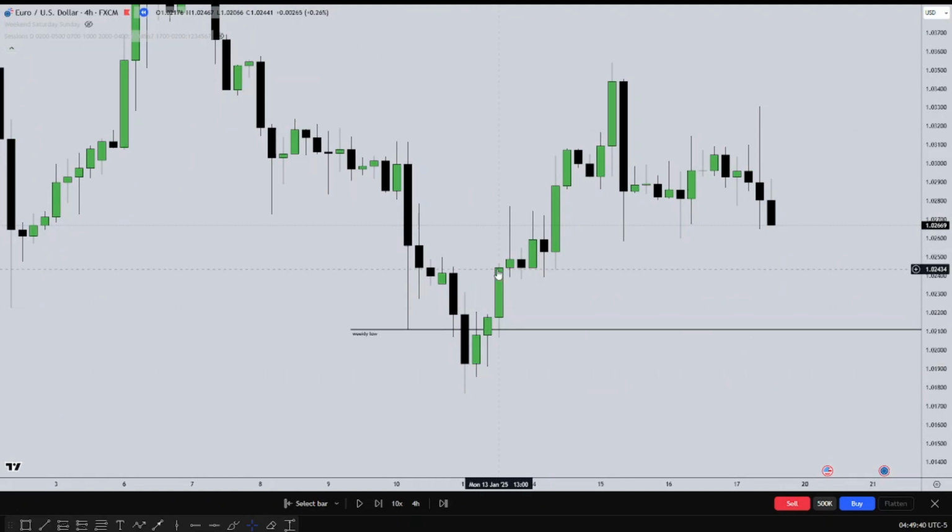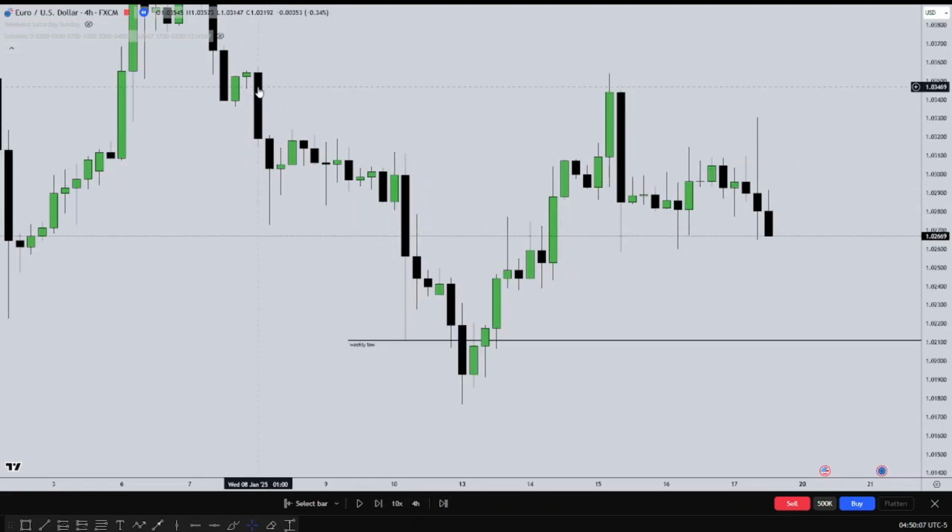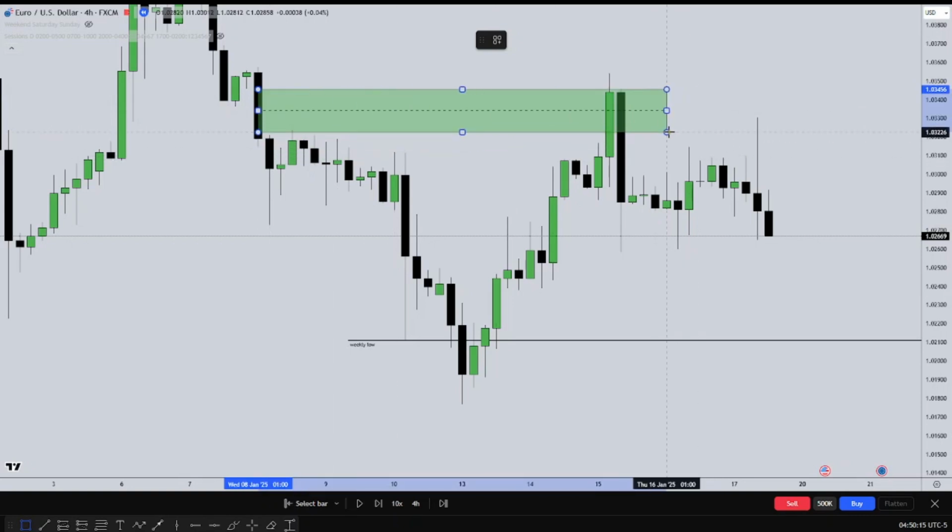Price has shifted structure. Now, after the shift in structure, where is the next draw on liquidity going to be? Price already traded through this fair value gap. The next draw on liquidity will be this liquidity pool. This is like a trend line liquidity, but here's a liquidity. You can see how price accumulated. Price only took out the low of the accumulation within this phase. And the next draw on liquidity will be this fair value gap above this high, which will be the next draw on liquidity.